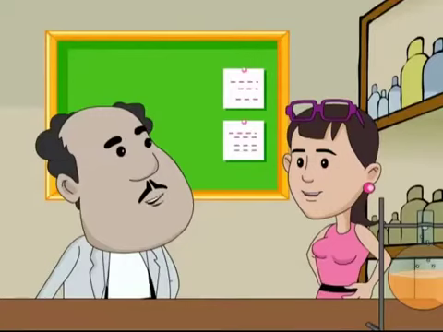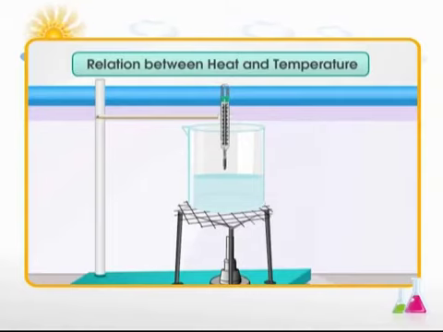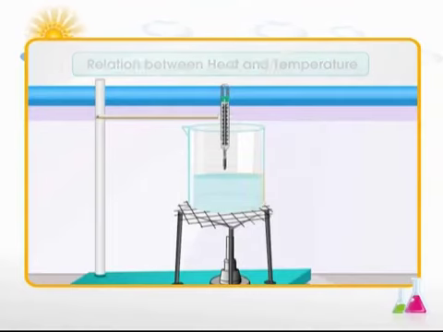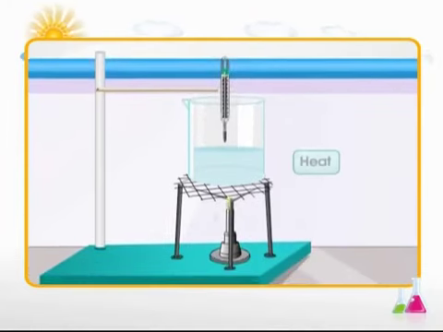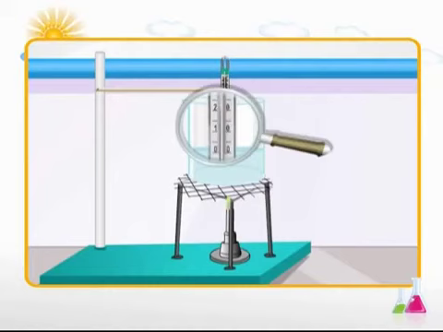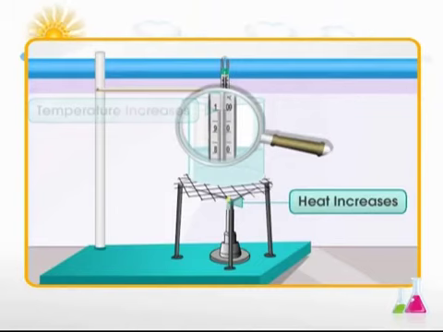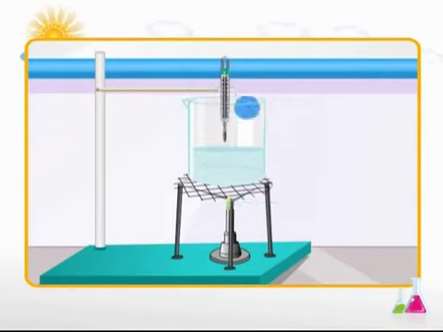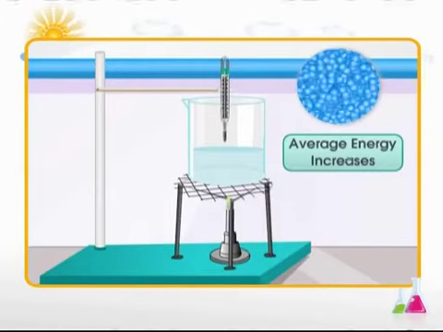Let's understand it better. You will now learn how heat and temperature are related. Consider water in a beaker at room temperature. If you heat the beaker, you can easily make out that there is a rise in the temperature of the water. This indicates that as heat increases, temperature also increases. All you can say is that the average energy due to the motion of the molecules also increases.